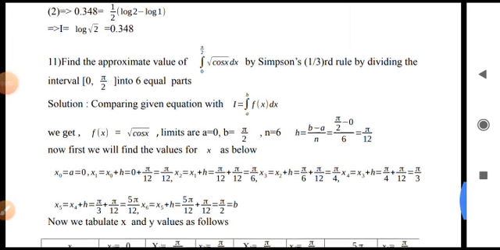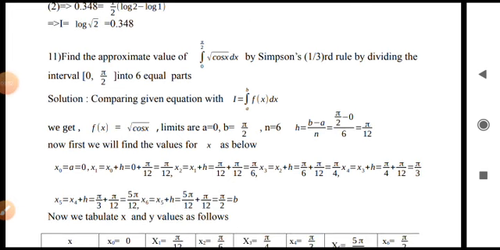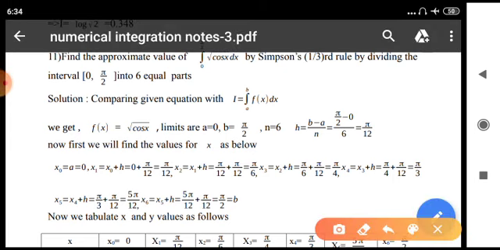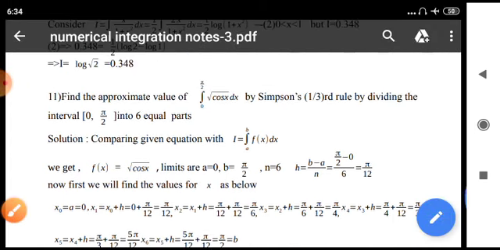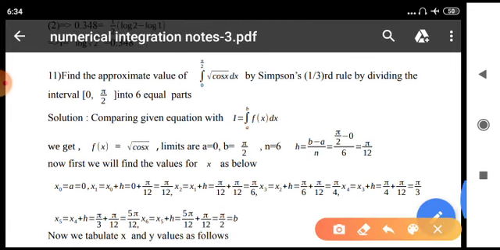Now last problem. Find the approximate value of integration from 0 to pi by 2 by using Simpson's one-third rule by dividing the interval 0 to pi by 2 into 6 equal parts. So solution, compare the given equation with, as usual, integration from a to b f of x dx. We get f of x as root cos x, a as 0, b as pi by 2, n is 6. So h value will be pi by 2 whole divided by 6, which will be pi by 12.